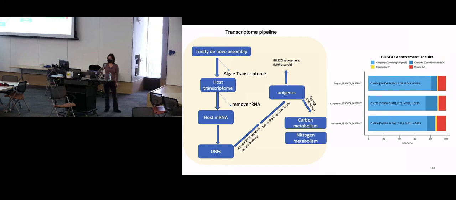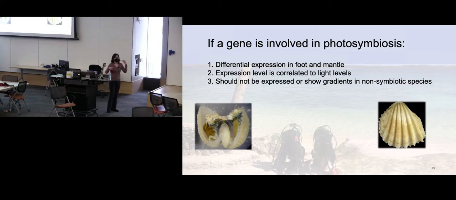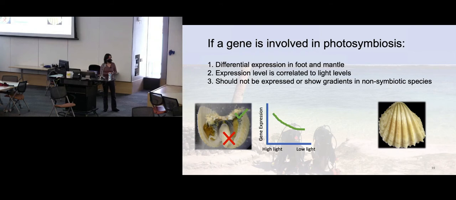First of all, if a gene is potentially involved in photosymbiosis, it needs to have differential expression in the foot and mantle for the symbiotic species, at least. So it should be highly expressed in the tissues where the symbionts live, and it shouldn't be highly expressed in the tissue where there's no symbiont. That's the first criterion. The second criterion is that the expression level should be correlated with the light treatment we give them. If a gene is really involved in nutrient exchange or photosymbiosis, when the light level is normal, the gene should be highly expressed. When you reduce the light, the expression should decrease as well. And then finally, in the dark, this gene should have a low expression level because there's really no photosynthesis going on, not much nutrient exchange. So that's the second criterion.